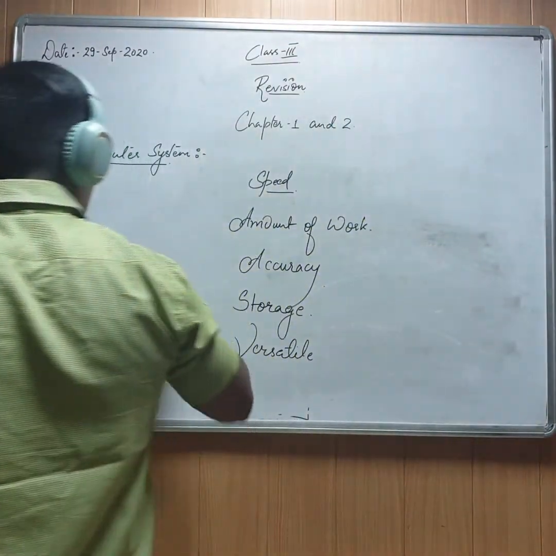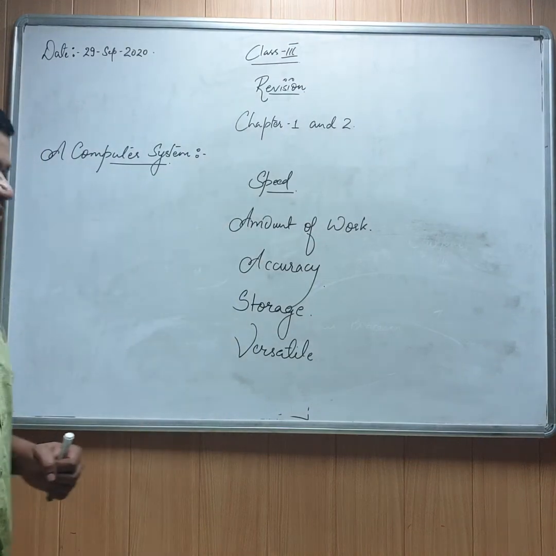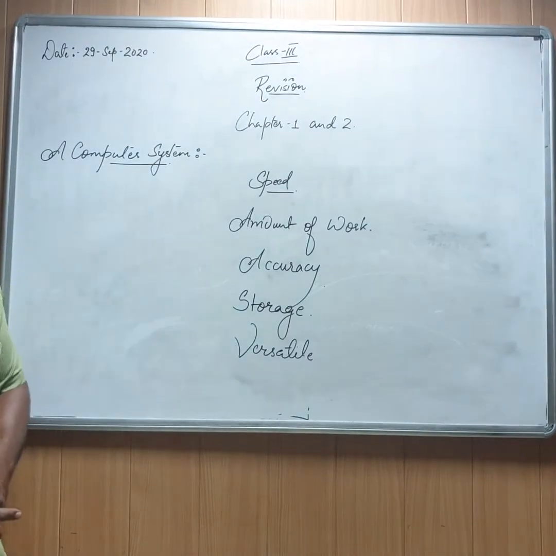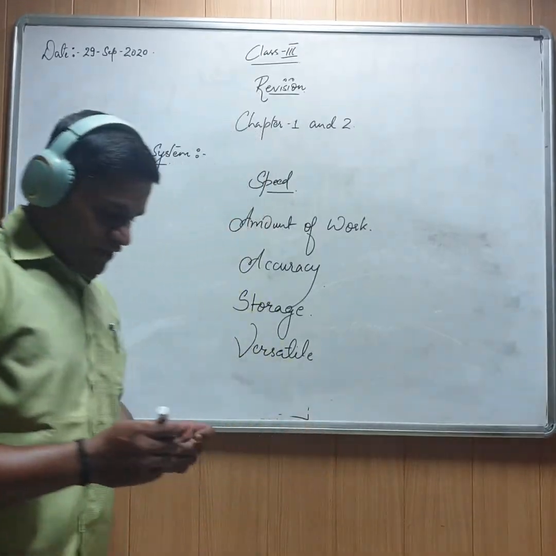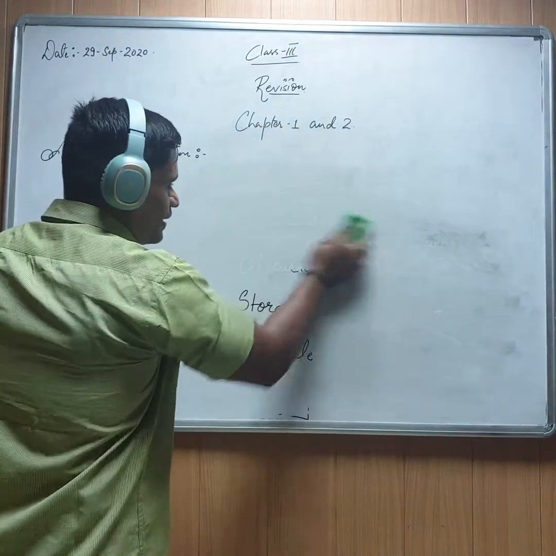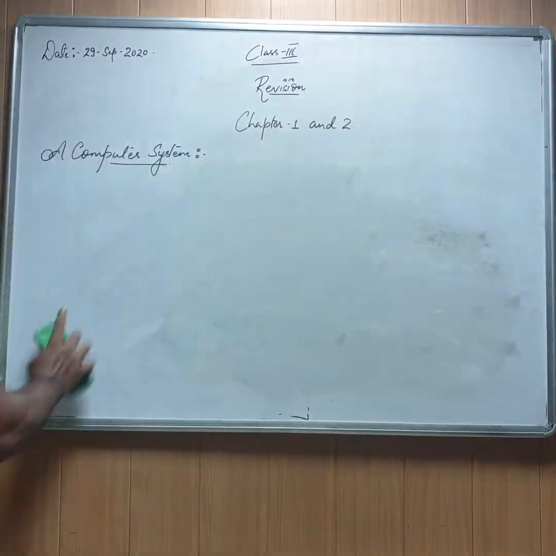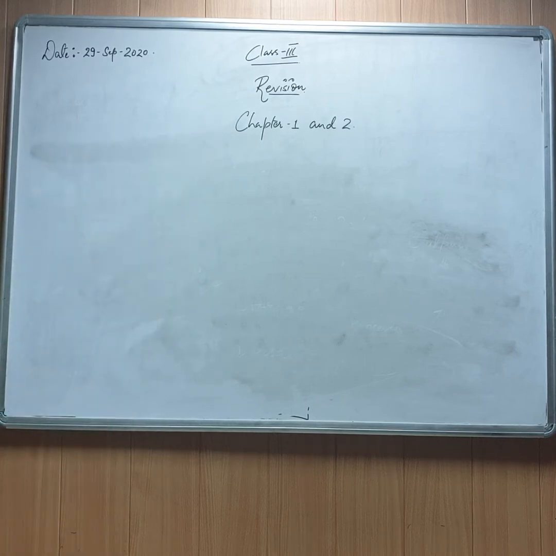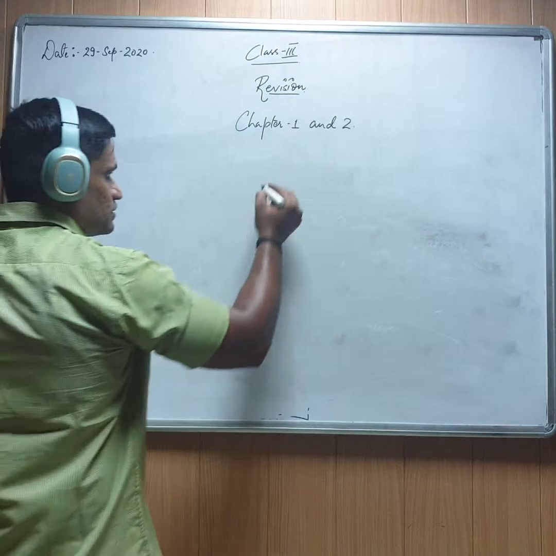So we have discussed the five advantages of the computer. Now we are going to talk about the disadvantages of the computer. Yes, as the computer has some advantages, it also has some disadvantages. What are those disadvantages?